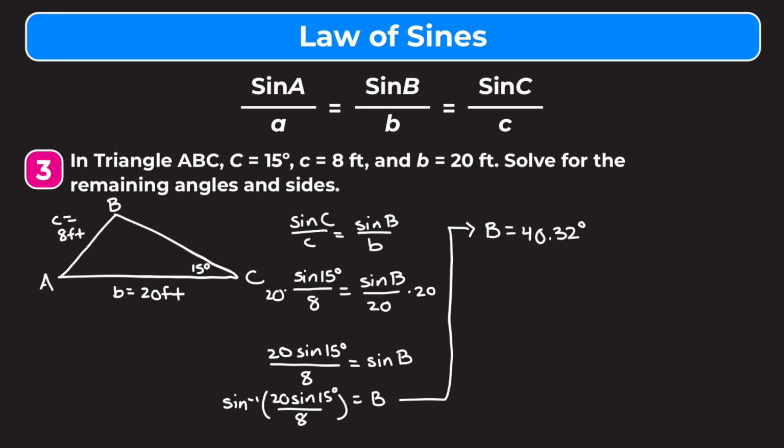So we got that B can equal 40.32 degrees. And if you guys have learned the unit circle, I'm going to draw something up here.